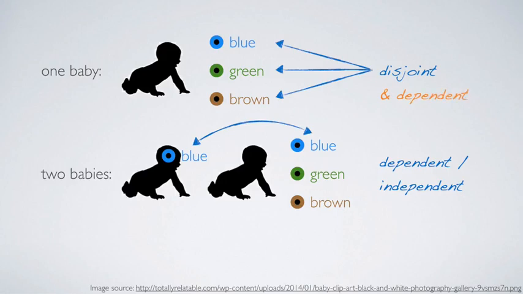One last item to note is that the disjoint outcomes, the color of one baby's eyes, blue, green, or brown, are also dependent on each other. Because if we know that the baby has blue eyes, we also know that it doesn't have green or brown eyes. We can generalize this to say that disjoint events with non-zero probability are always dependent on each other, because if we know that one happened, we know that the other one cannot happen.